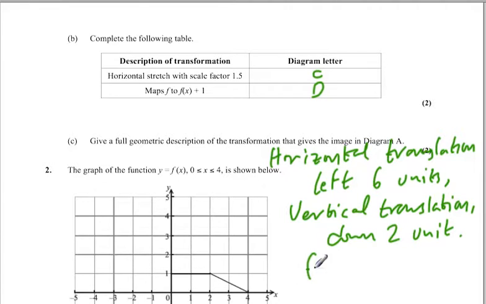And if I had to write this as a function of some sort, I would write f of, since it's to the left, so it's x plus 6, and then it's down 2, so -2. So remember, when it's left, this is plus, and for the vertical, it's just down. So that's how I would write it. You're not expected to show this. You're just expected to give a geometric description. So this is sufficient. All right.